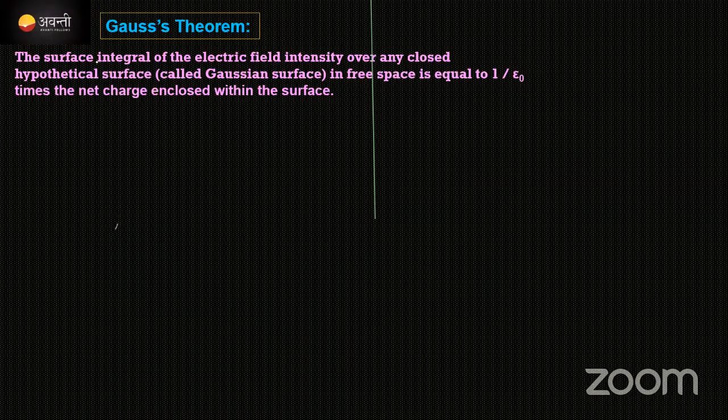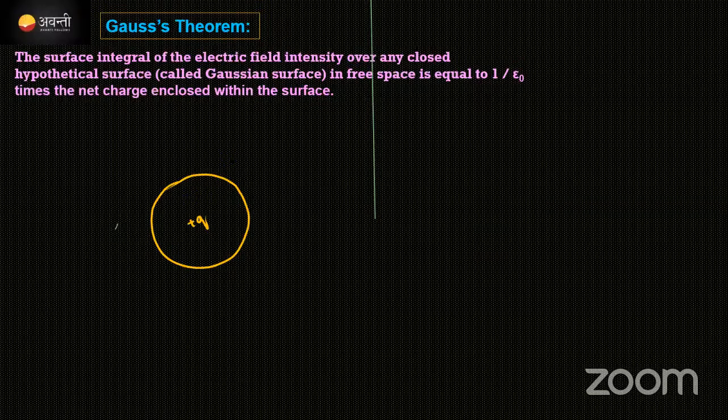Okay, Gauss law, look here: a surface integral of electric field intensity over any closed hypothetical surface in free space is equal to 1 by epsilon naught times the net charge enclosed within it. Who understands this from reading it, right? I will explain this bit by bit. Suppose this is one sphere. Inside it there is a charge.